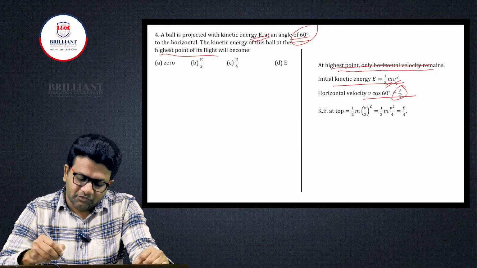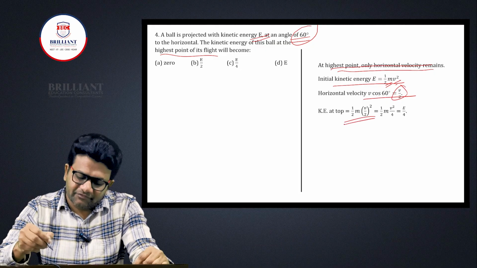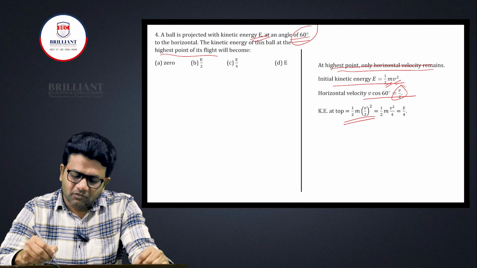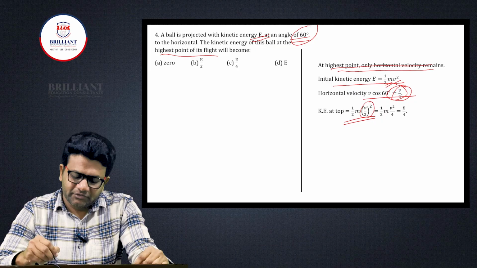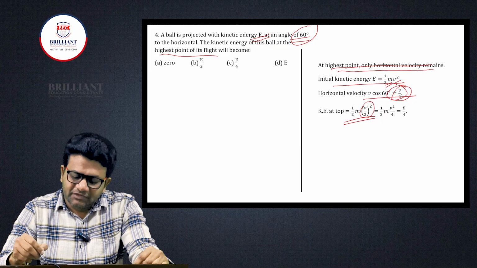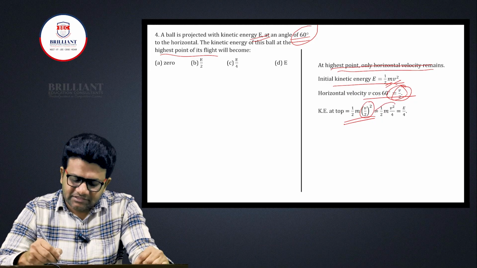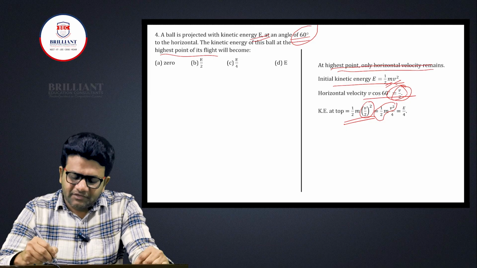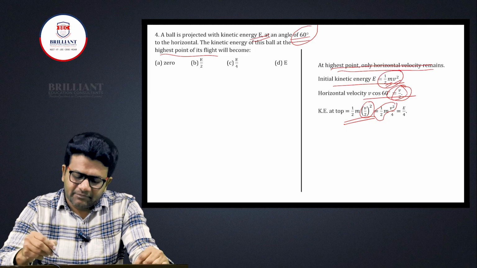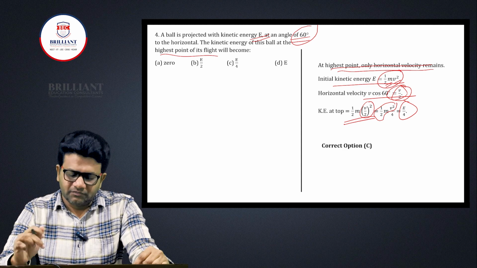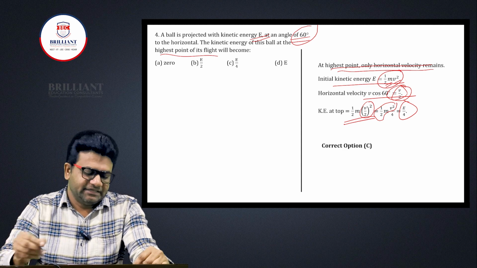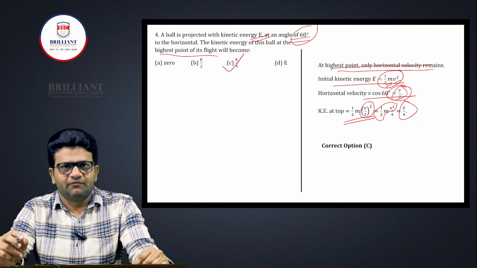Now we have to find out the final kinetic energy, that is the kinetic energy at the top, and the equation is half mv square. We substitute v cos 60, that is v by 2, here. So we get half m into v by 2 whole square, which is half mv square by 4. In this, half m v square is E. By substituting E there we get E by 4. So the correct option is C, that is E by 4.